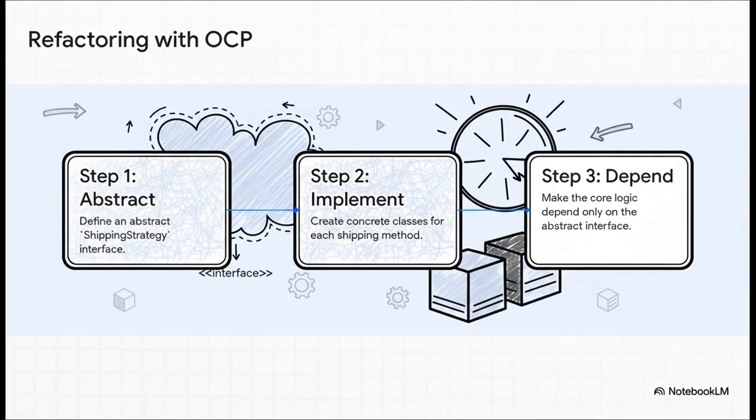So how do we fix this mess? It's actually pretty straightforward. We use something called the strategy pattern, which is basically OCP in action. First, we create an abstract blueprint, an interface we'll call ShippingStrategy. Then, for each shipping method, we create a totally separate class that follows that blueprint. And then, the most important part, we change our main calculator so it only knows about the abstract blueprint, not the specific details. And voila!